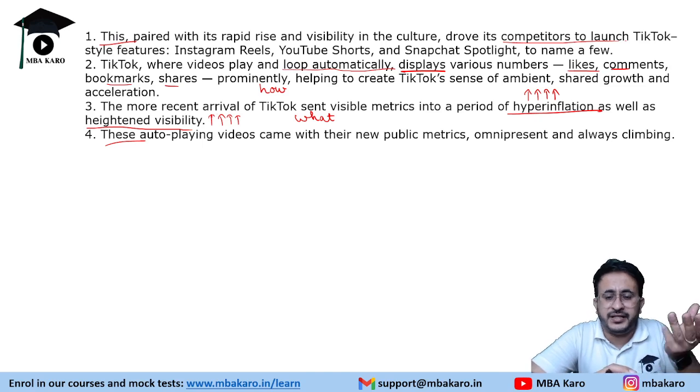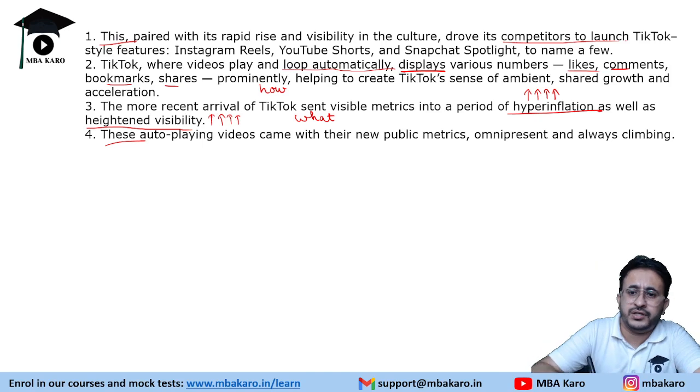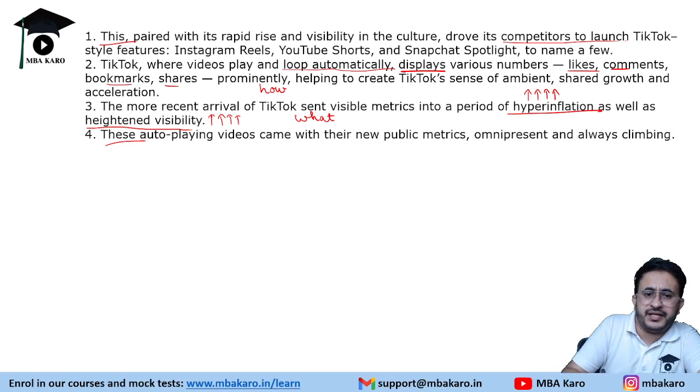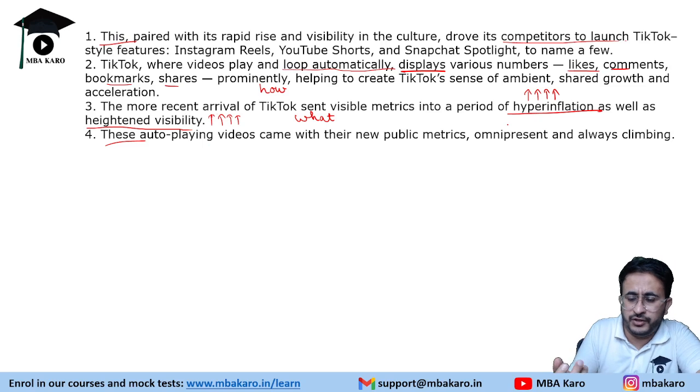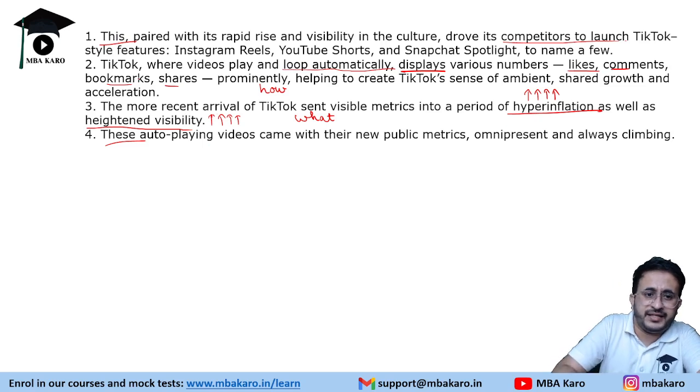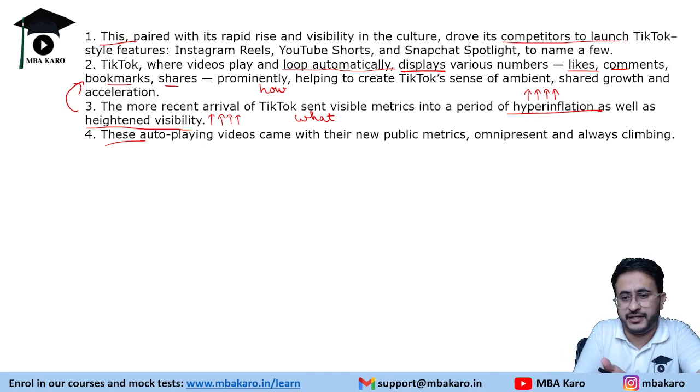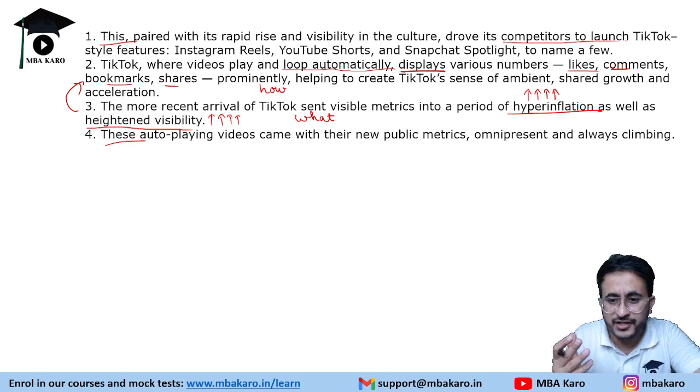Like in recent times, there have been certain visible metrics, and they have shown rapid increase, right? Heightened visibility into a period of hyperinflation and hypervisibility. Then it further describes what is happening: TikTok arrived and these things shot up.